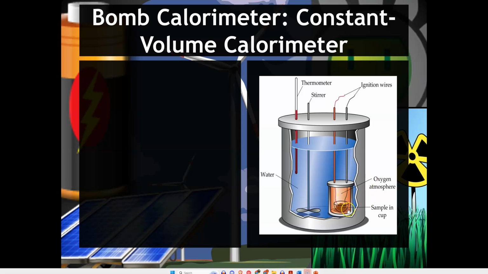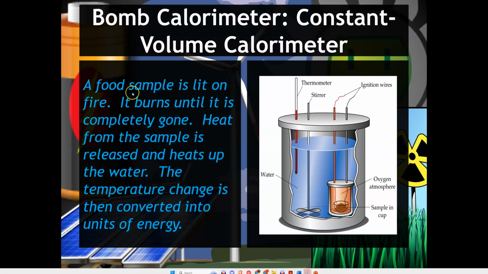Now, a bomb calorimeter is very similar, except that we have this object in which we have a sample in this little cup. We're going to ignite it with these ignition wires, and it's going to release heat. The difference here is that the sample is lit on fire and burns until it's gone. Then the heat from the sample is released into the water, and that temperature change is converted to energy, which we're going to calculate. That's the general setup for a bomb calorimeter. It's very important that you understand that the water is going to be picking up that energy.